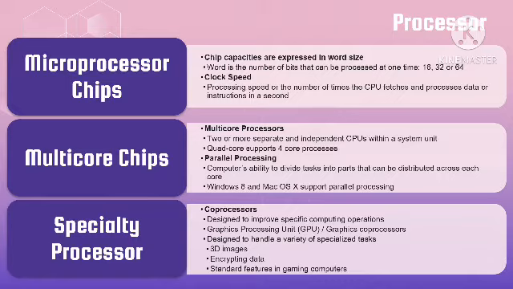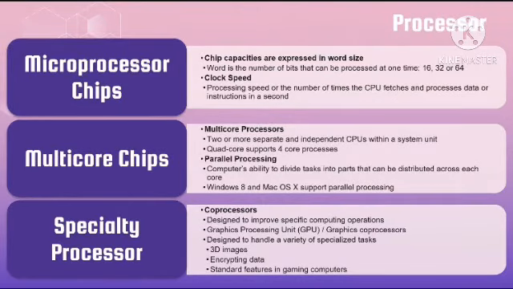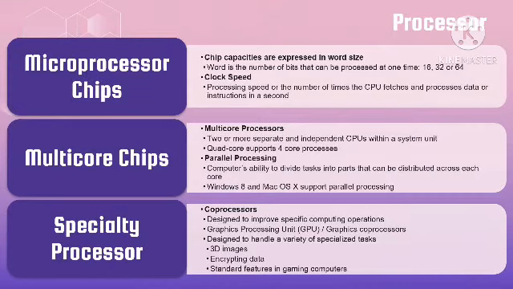Next is multi-core chips. Multi-core processors are 2 or more separate and independent CPUs within a system unit. A quad-core supports 4-core processors. Parallel processing is a computer's ability to divide tasks into parts that can be distributed across each core. The last one is specialty processors or core processors. It is designed to improve specific computing operations, such as graphics processing units, GPU, or graphics core processors. It is designed to handle a variety of specialized tasks, such as 3D images, encrypting data, standard features in gaming computers.